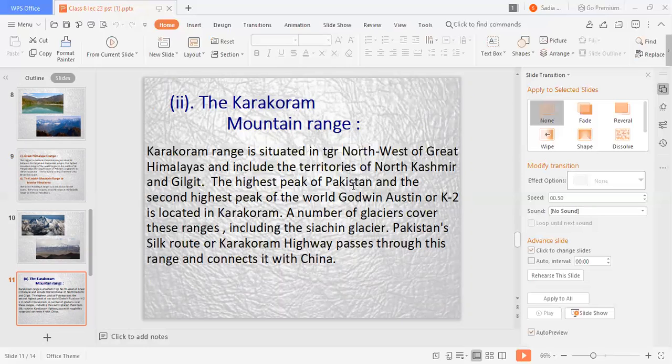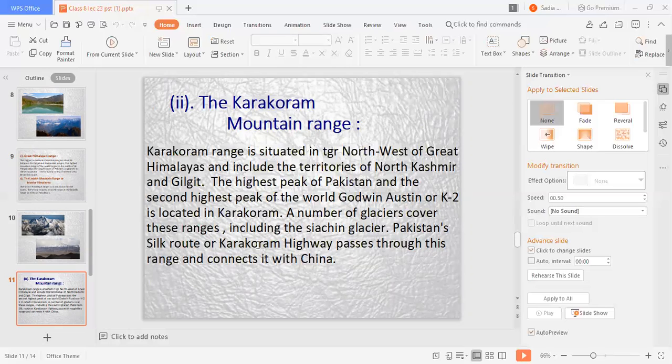The highest peak of Pakistan and the second highest peak of world, Godwin Austen or K2, is located in Karakoram. So underline these lines. K2, which is the highest peak of Pakistan and the second highest peak of the world, is also located in Karakoram. Then a number of glaciers cover these ranges, including the Siachen glaciers, and Pakistan's Silk Route or the Karakoram Highway passes through this range and connects it with China.